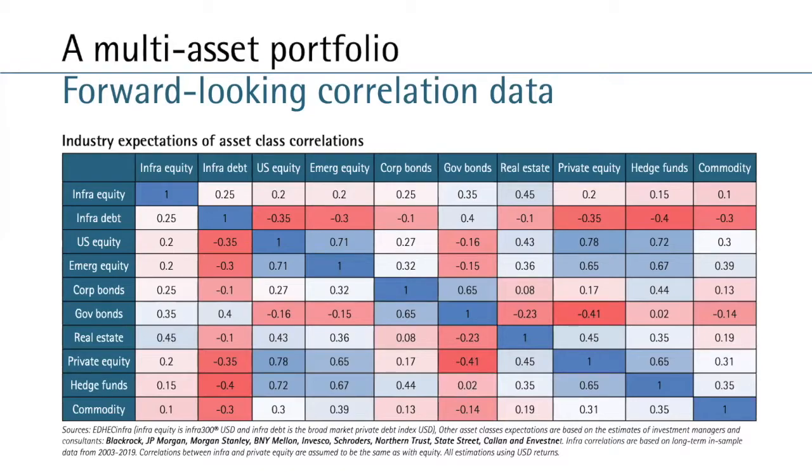The third variable we need for this exercise is the correlation between asset classes. And again, for asset classes besides infrastructure, we use the industry expectations here. We use their average view. And for the correlations with infrastructure, we use long-term historical data as an estimate of forward-looking correlations. We see that with bonds, the correlations are quite attractive. That's driven by their common interest rate exposure. And then there are also decent correlations with equity and other asset classes such as real estate.